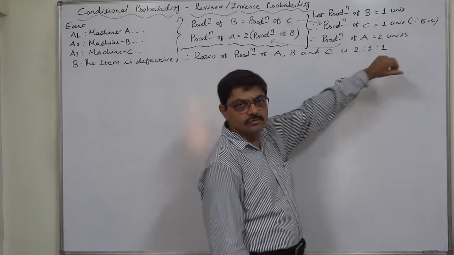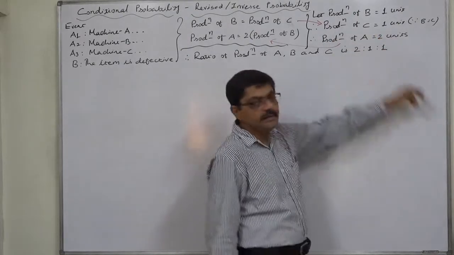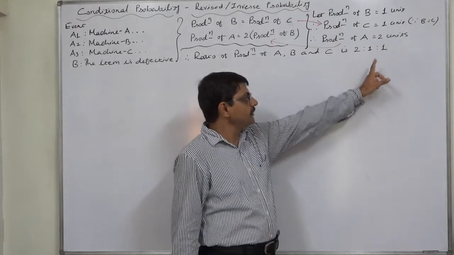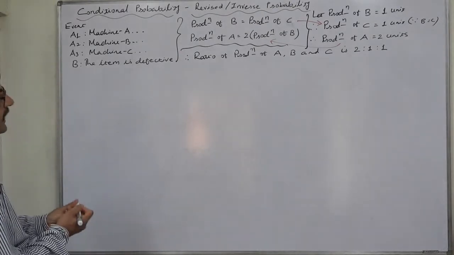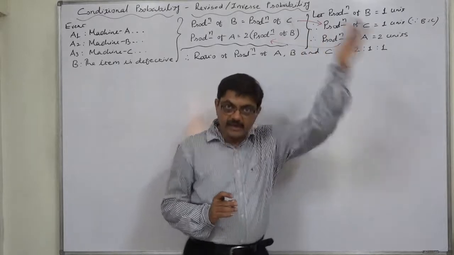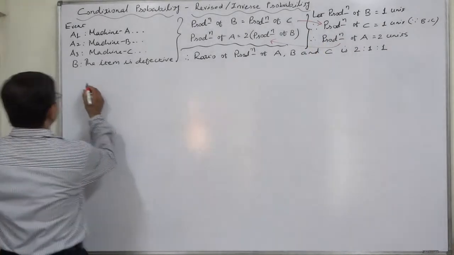That's why if we assume that the production of B is 1 unit, production of C also 1 unit, and production of A comes to 2 units, so the ratio of production quantity of 3 machines comes to 2:1:1. On the basis of that, we can now find this is something like the odds. We had already discussed the topic of odds in earlier problems.